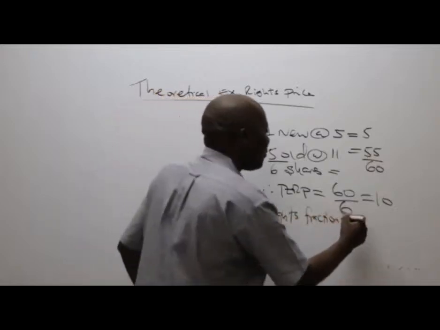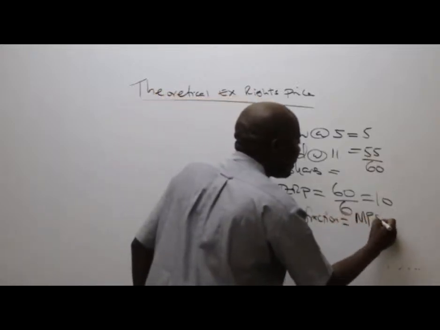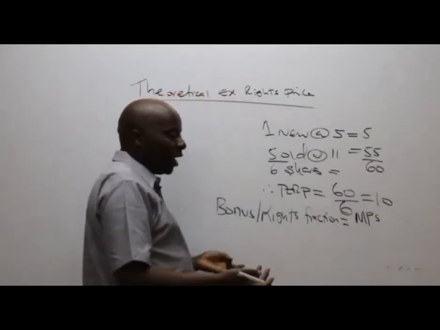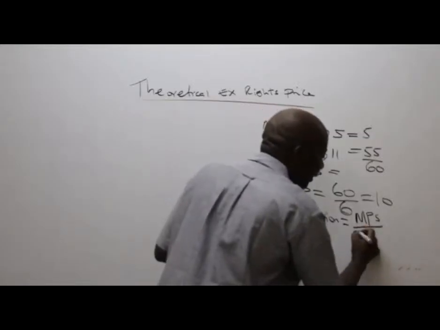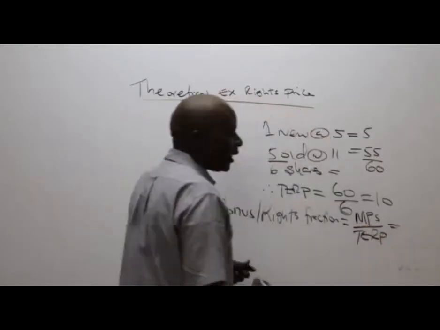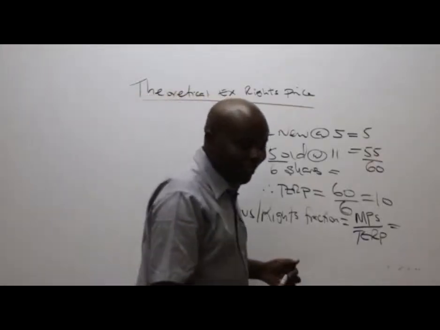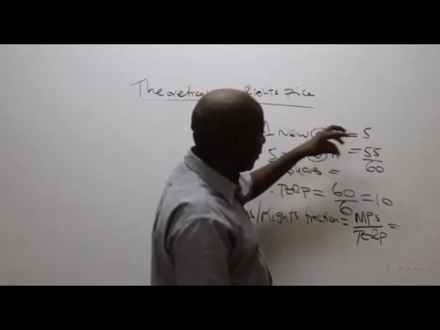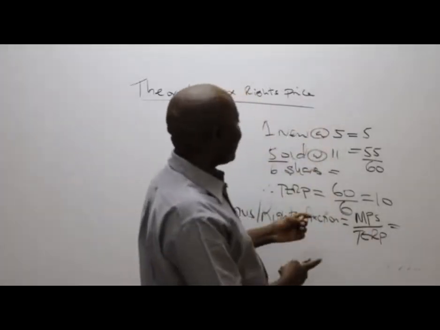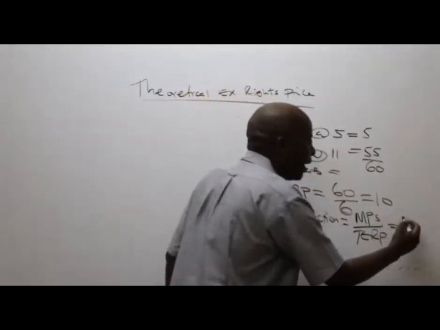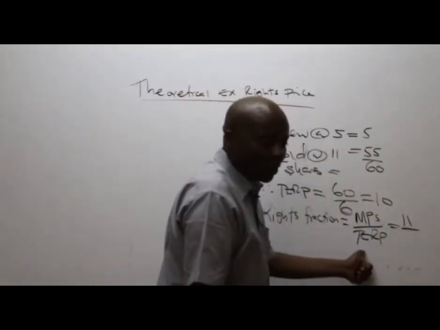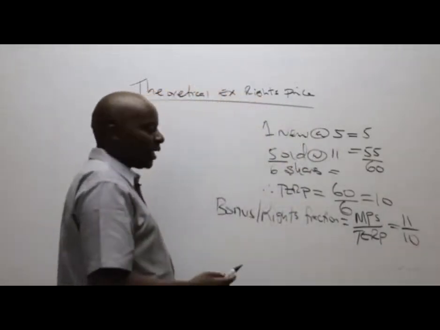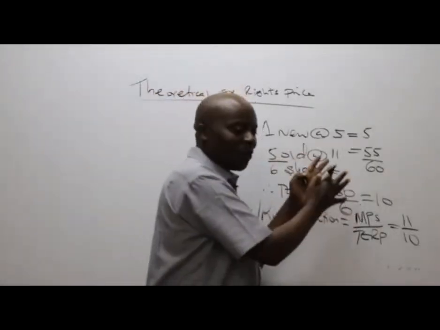He has told me, Mwalimu, simply take the market price per share, the fair value of a share, divided by the TERP. So the market price per share, which you gave me as the old price of 11, over the TERP, which is 10. So 11 over 10. These are low-hanging marks, low-hanging fruits.